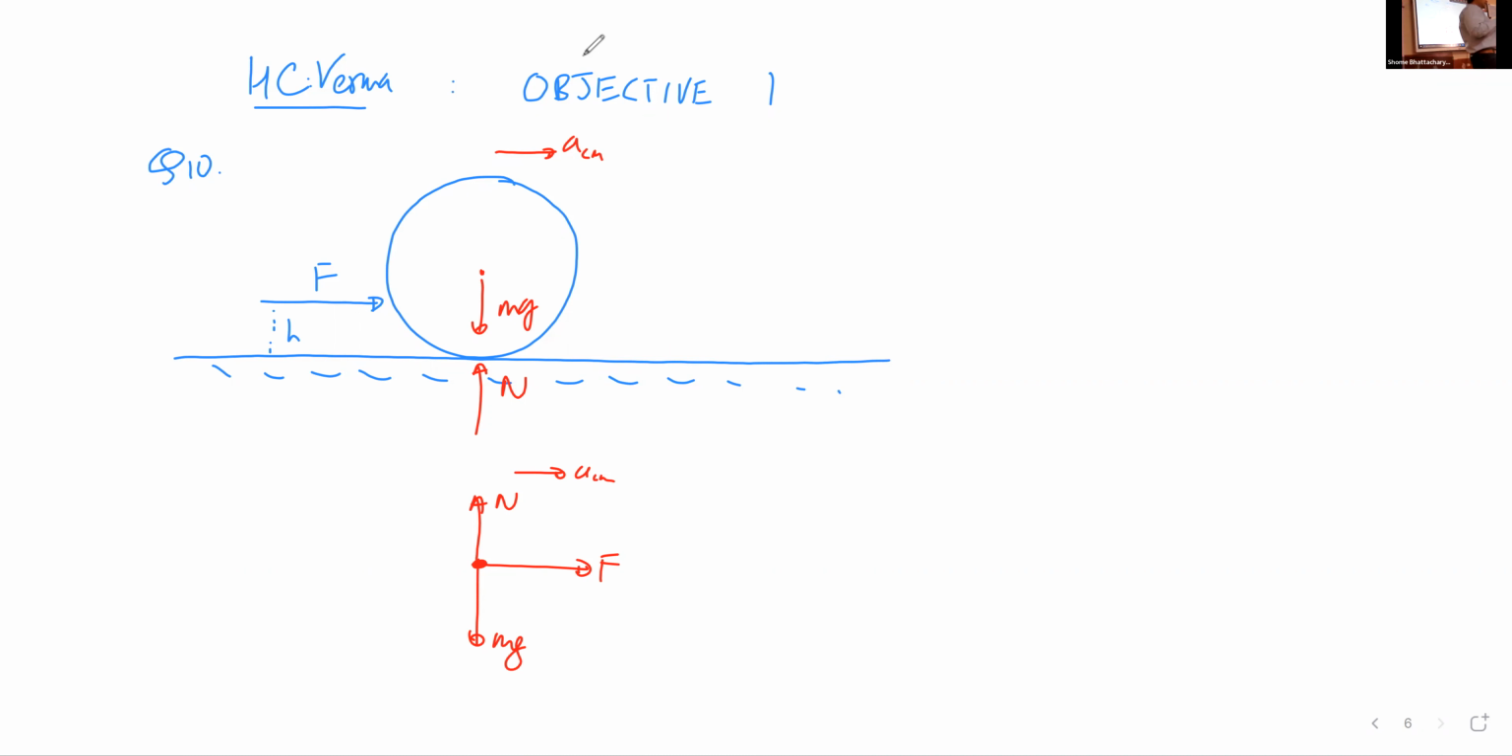Now we can see that as long as h is between 0 and 2r, it is always going to be this. If h is more than 2r, then I'm applying the force into blank space.